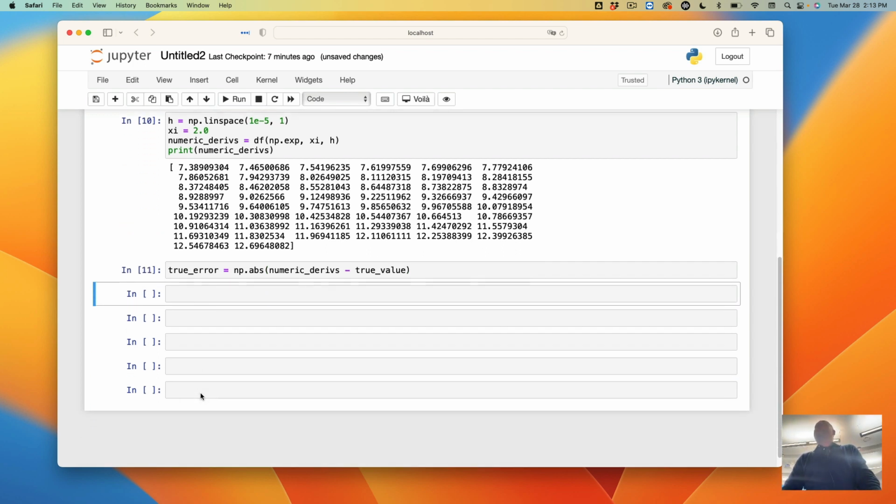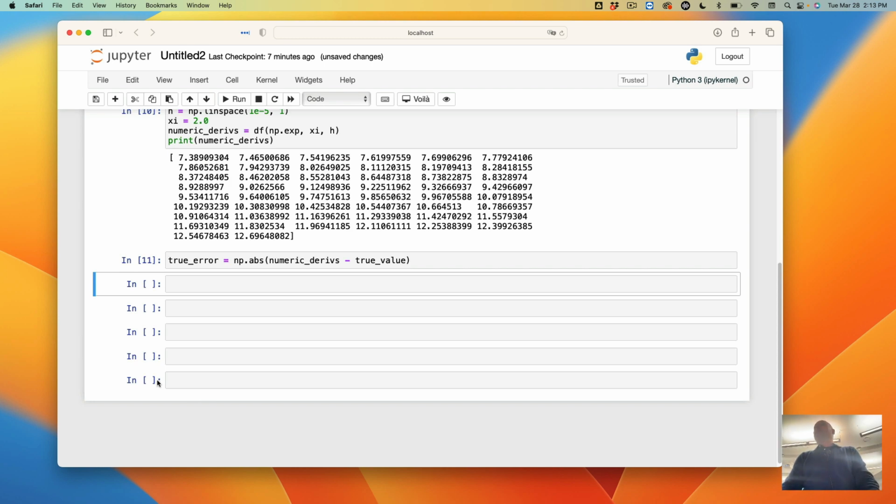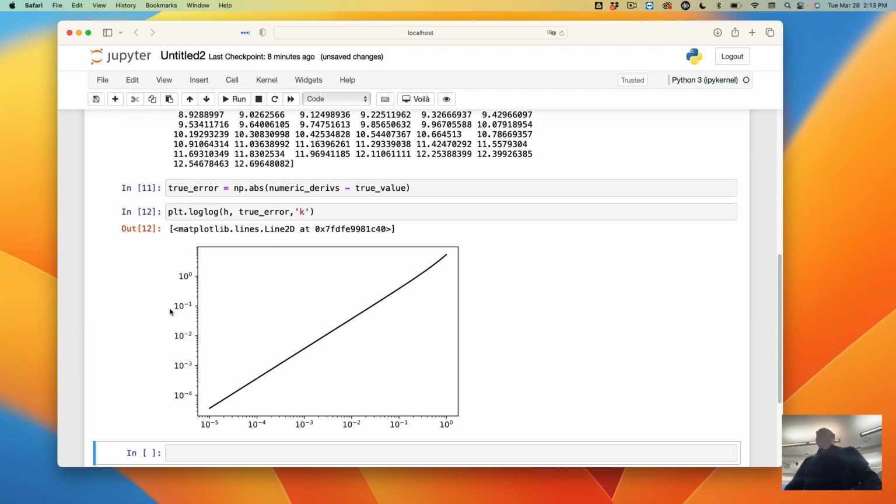Okay, so now we can plot the error versus h. So if you go and do plt.log, and on the x-axis you put h, and on the y-axis you put true error. Okay, I'm going to do a black line. You get a straight line. Okay. Now I can tell this has slope of 1. But if you're not sure of that, it has a slope of 1.